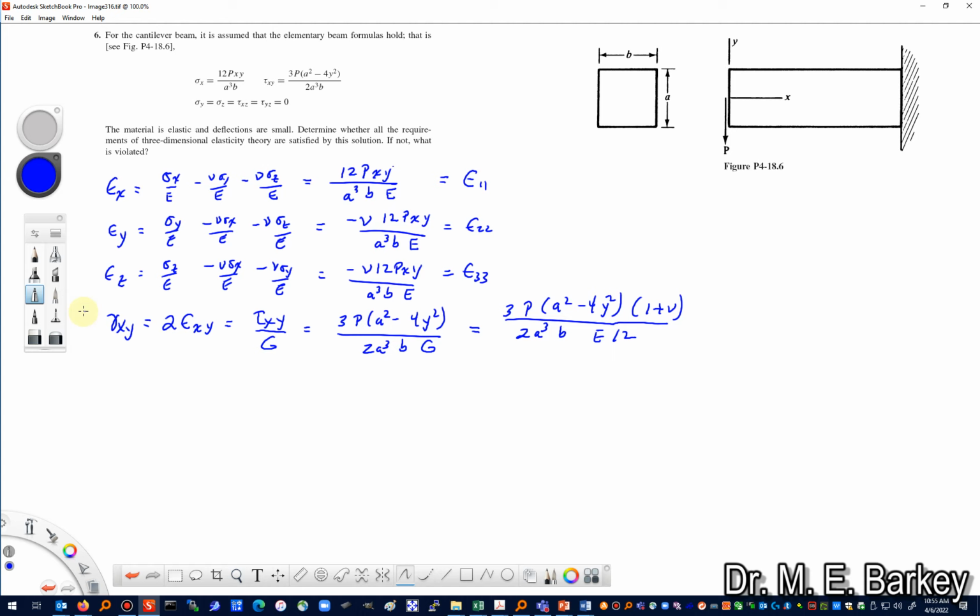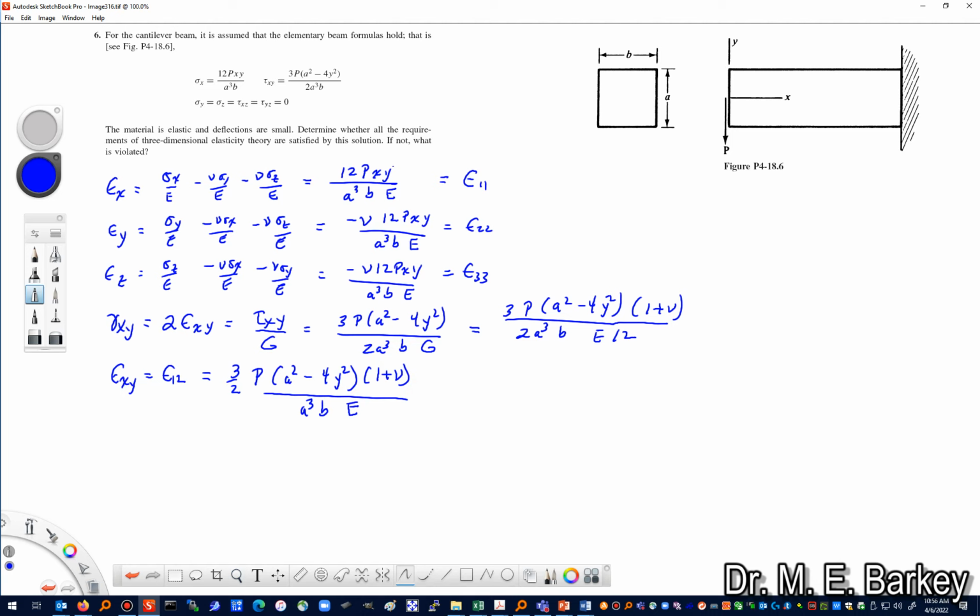So if we want epsilon xy, or epsilon 1, 2, we would take this and divide it by 2. This 2 and this 2 cancel out. We would end up with 3 halves p times a squared minus 4y squared, times 1 plus nu, and then we would have a cubed b E. All right, let's save this page and then we'll clean this up just a little bit.